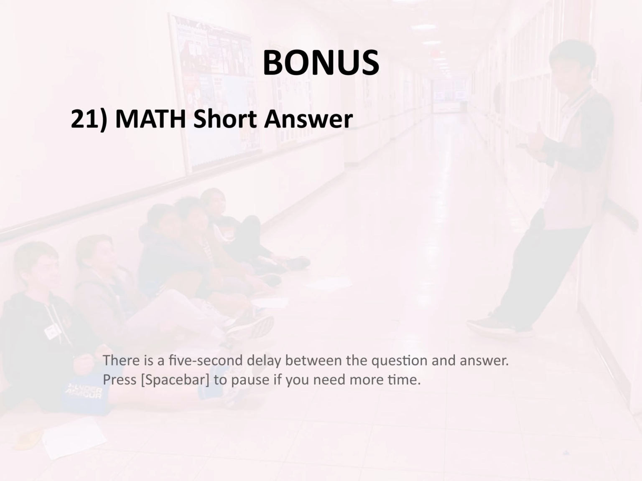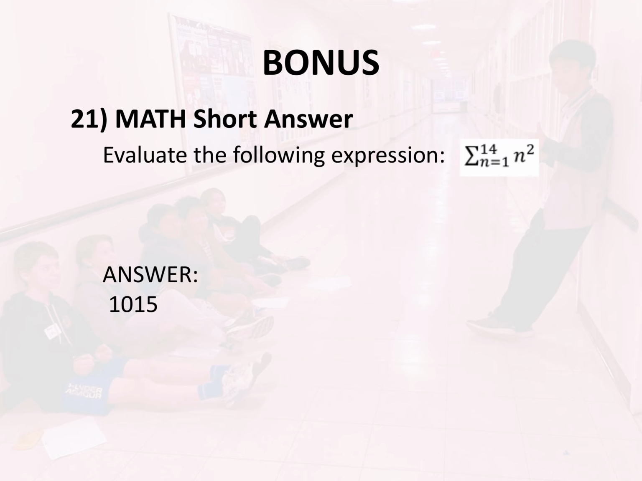Bonus 21. Math. Short answer. Evaluate the following expression: the sum from n equals 1 to 14 of n squared. Answer: 1015.